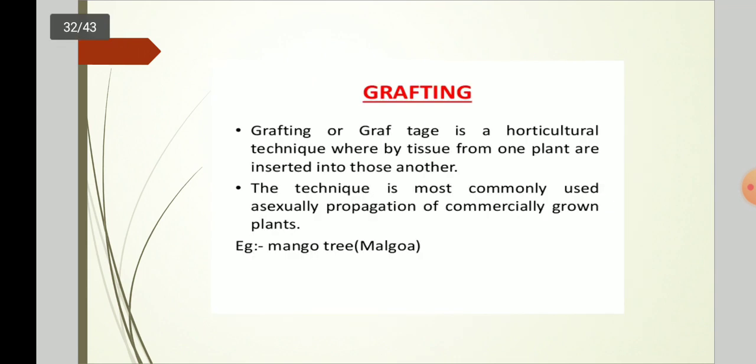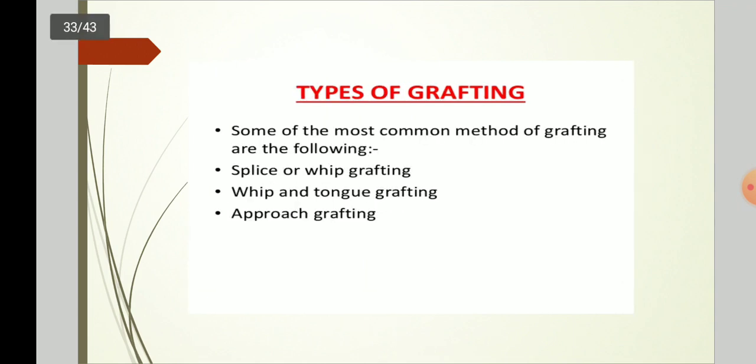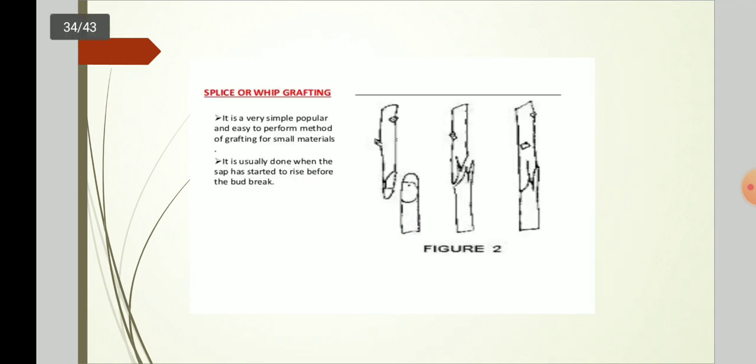Then the third technique is grafting. Grafting or graftage is a horticultural technique whereby tissue from one plant is inserted into another. The technique is the most commonly used asexual propagation for commercially grown plants, for example the mango tree. Types of grafting: some of the methods of grafting are splice or whip grafting, whip and tongue grafting, and approach grafting.